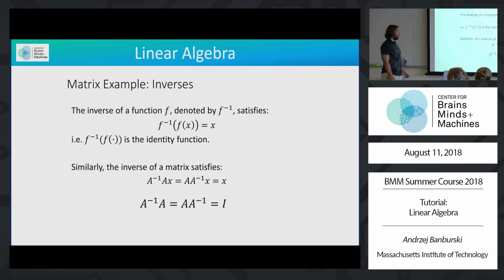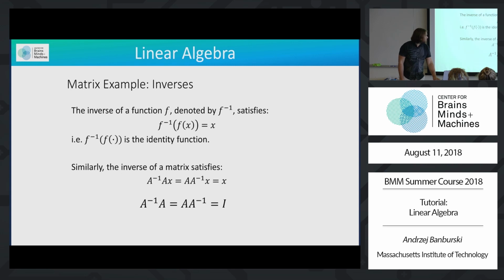So this basically means that A inverse times A is the same as A times A inverse. And this is an example of another matrix product that is commutative with itself. And this will give you the identity matrix. And the identity matrix is just a matrix that has 1 on the diagonal and 0 everywhere else.